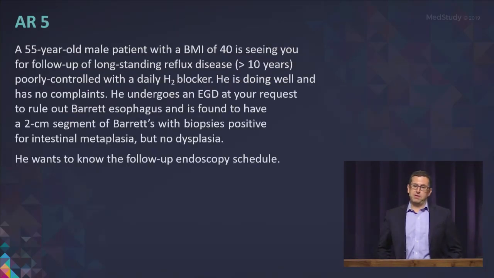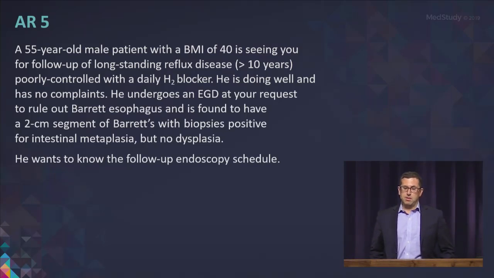Question number 5: a 55-year-old male patient with a BMI of 40 is seeing you for follow-up of long-standing reflux, poorly controlled with a daily H2 blocker, so he's not on a PPI. He's doing well and has no complaints. He undergoes an EGD at your request to rule out Barrett's, and he's found to have a 2-centimeter segment of Barrett's with biopsies positive for intestinal metaplasia, but key, no dysplasia. He wants to know when his follow-up endoscopy should be.